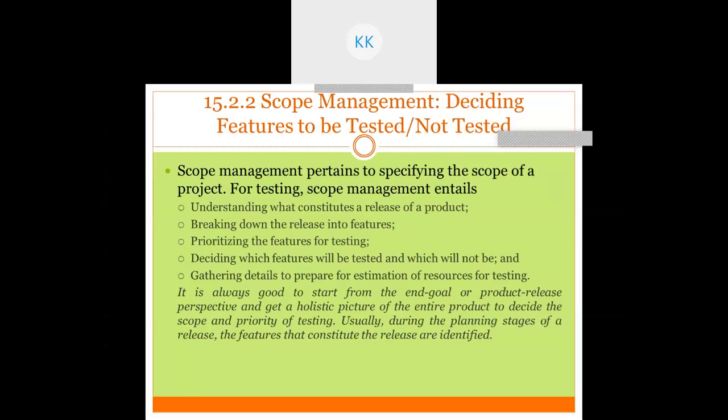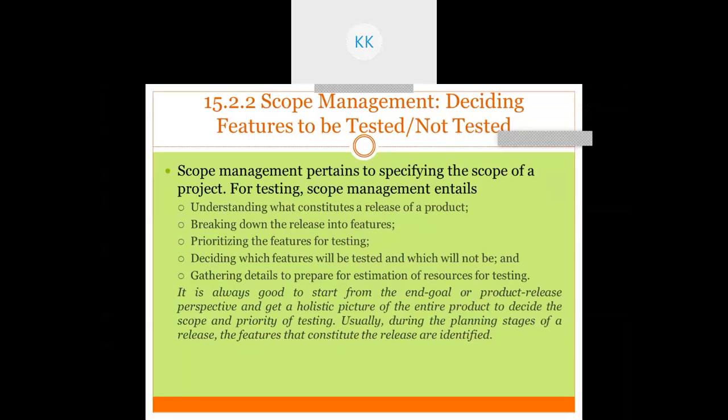Next, you need to prioritize the features to be tested. What features do you want to test first, and what features will you test later on? It depends upon the dependency of a particular feature, on which the other features are dependent. So you need to test those features which have higher dependency. Then you also need to decide which features will be tested and which will not be tested.